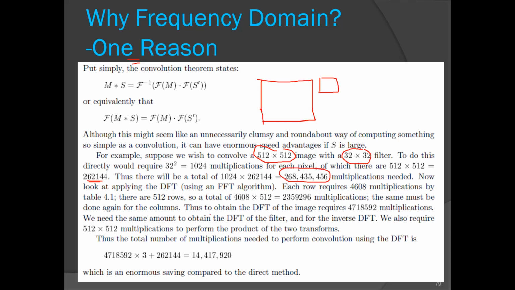And in the frequency domain, what happens? First we have to take a Fourier transform. For each Fourier transform, how many rows are there? This is after padding. For every row we require this much multiplication, and this much multiplication is required for one Fourier transform. After processing we have to take the inverse Fourier transform.